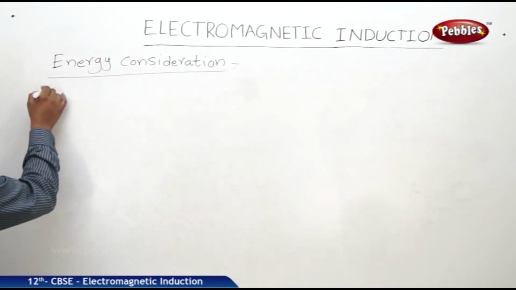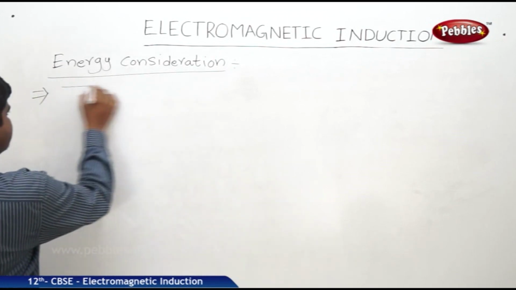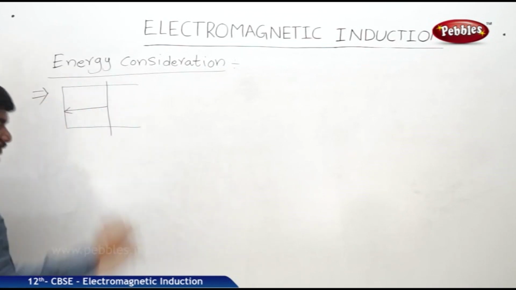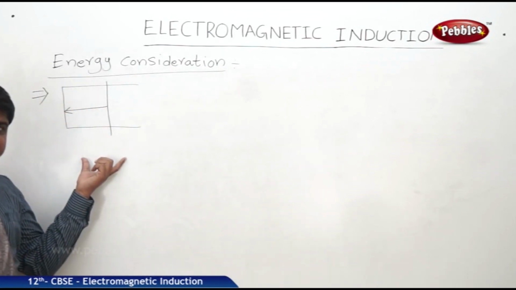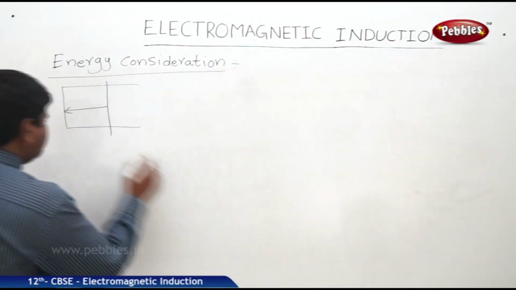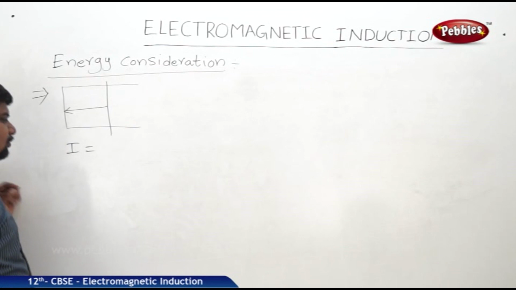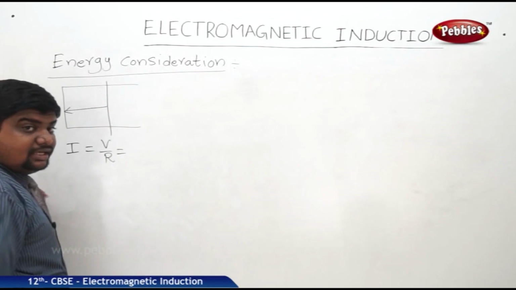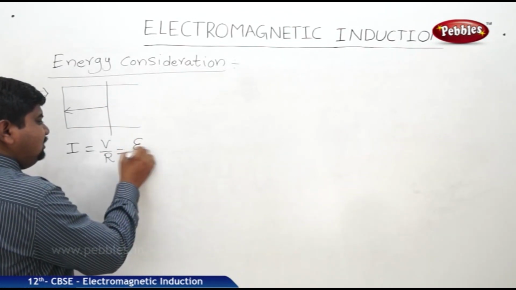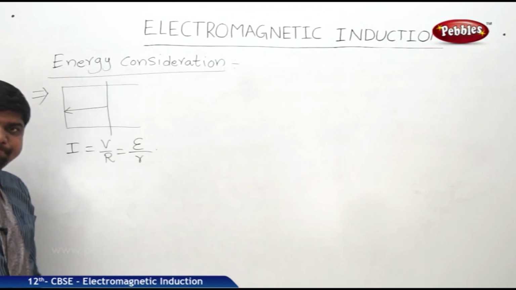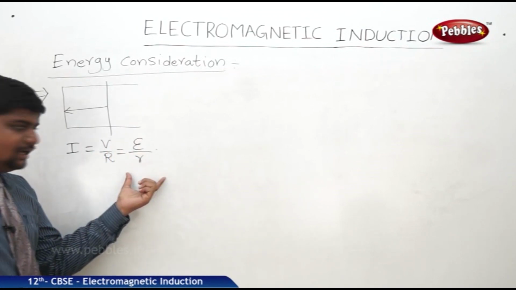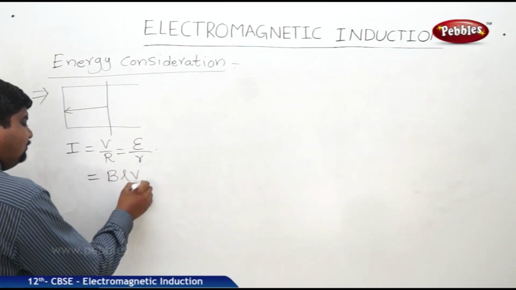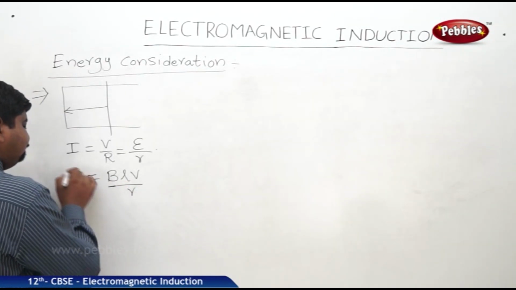Next one, energy consideration. We know that whenever a rod is moving in the magnetic field, it produces an induced EMF, nothing but the current. So the equation of current, we can write V by R, including Ohm's law. The same law is valid in case of EMF, we can write EMF by internal resistance. So I is equal to E by R. But what is EMF? E is equal to BLV. Therefore, BLV by R is equal to I.